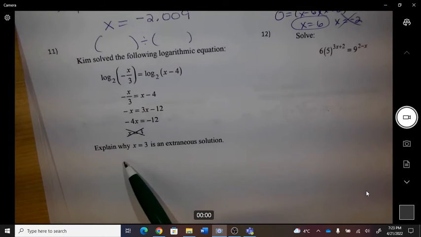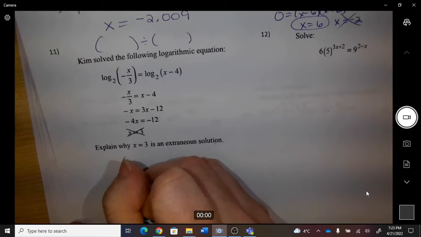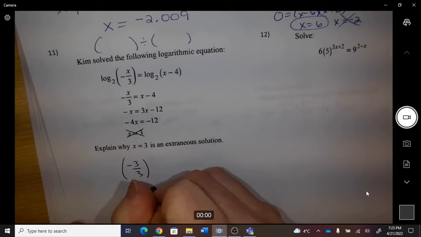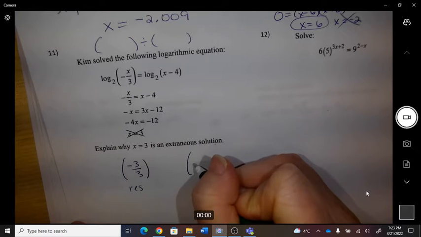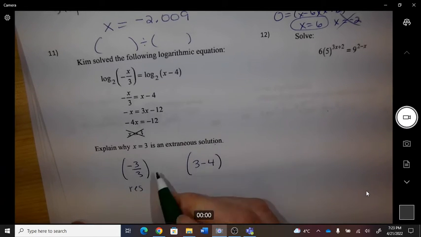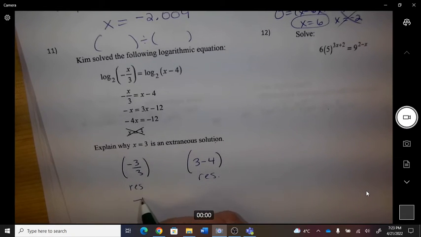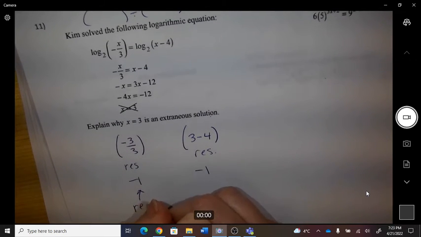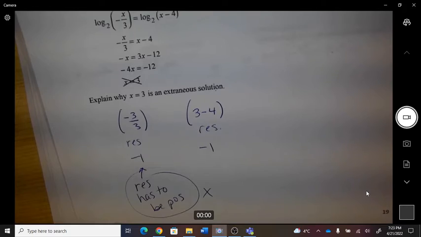Okay, Kim solved this. Explain why x equals 3 is an extraneous root. So if we plug into the result positions, this is a negative 1 result. This is also a negative 1 result. And the result has to be positive. So therefore that does not work.